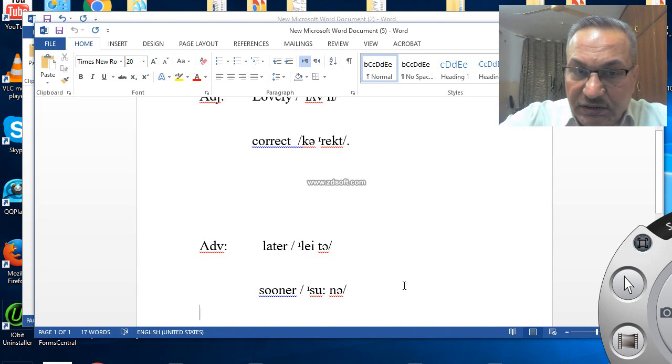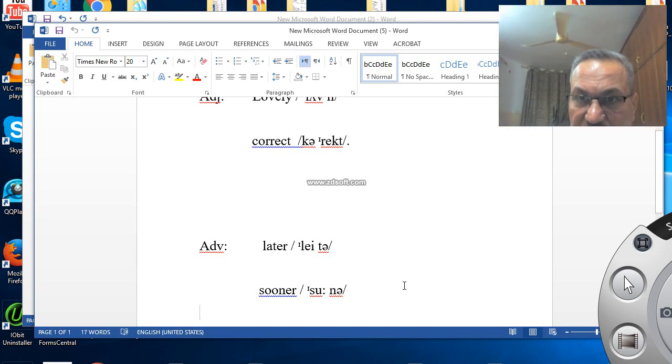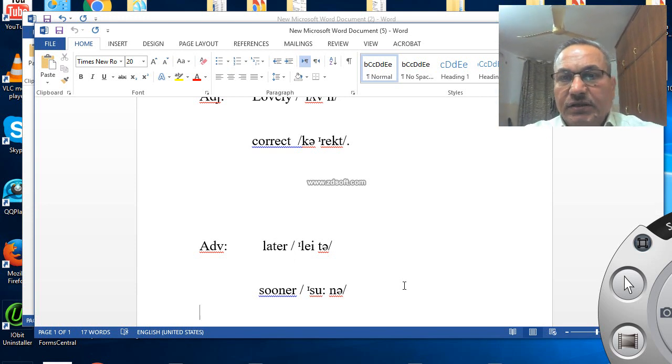So, I repeat, verbs in general tend to be stressed at the end. Nouns tend to be stressed at the beginning. Adverbs tend to be stressed at the end. These are for words that contain two syllables only.